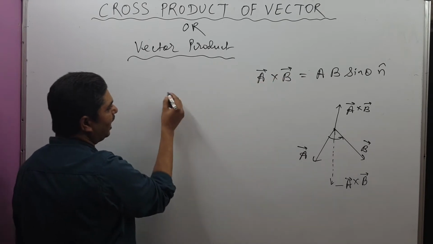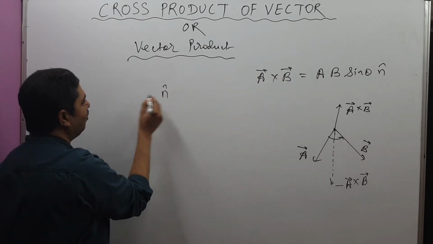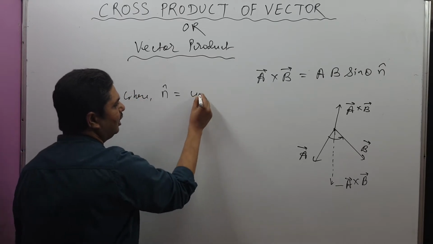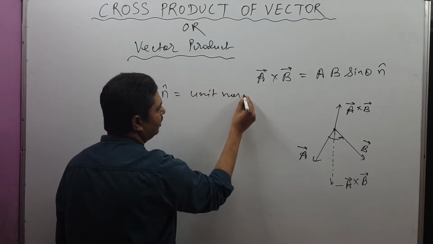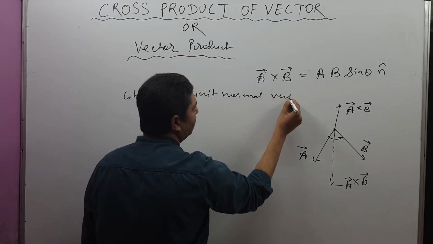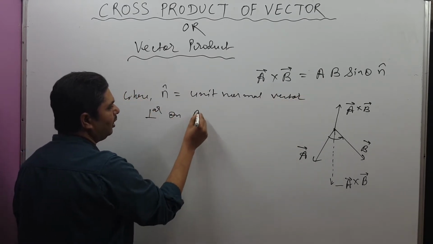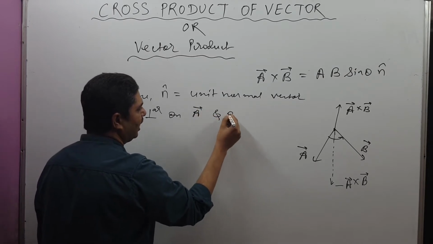So here you have vector n cap. What is vector n cap? Vector n cap is the unit normal vector perpendicular to A vector and B vector.